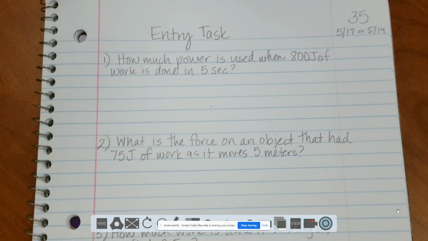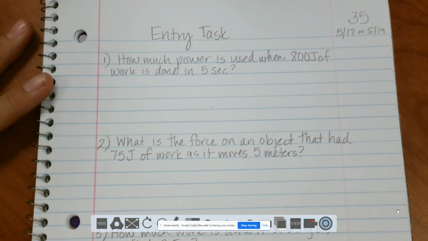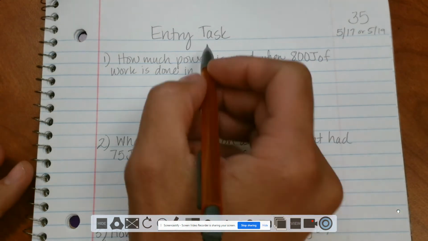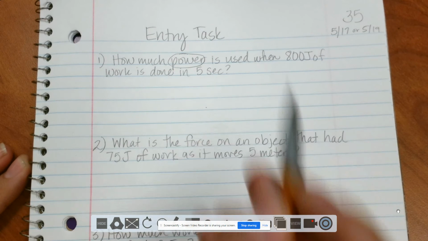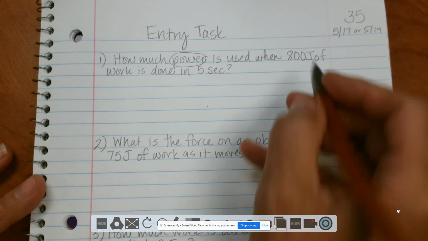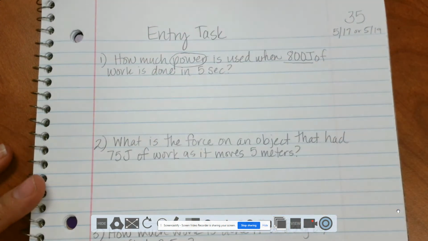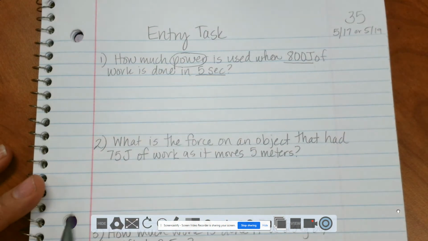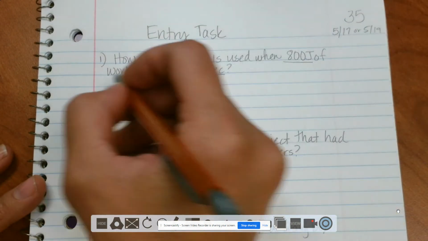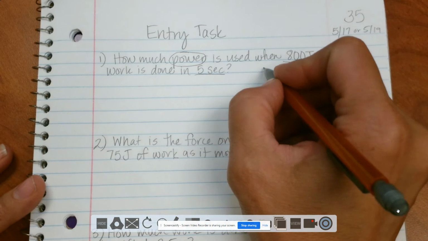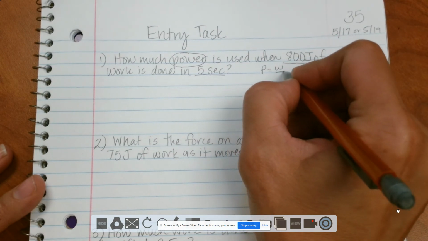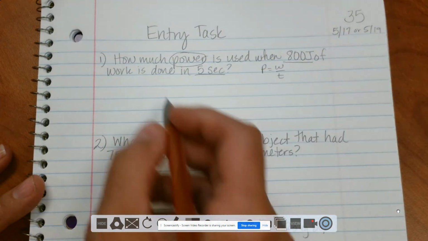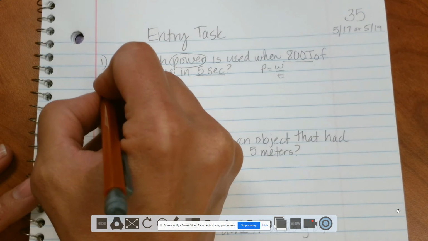Okay, so let's do the entry task for 517 or 519, depending on which day you have class. How much power, I'm going to circle what we're looking for, is used when 800 joules of work is done in 5 seconds? So we have work and we have time, and we're looking for power. And so we know that the equation for power is power equals work divided by time. So I'm going to write out my variables, P, W, and T.